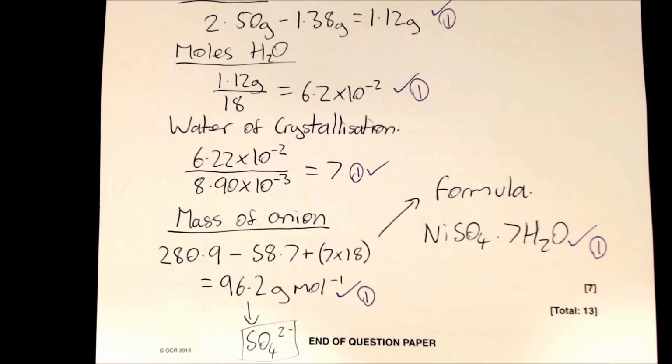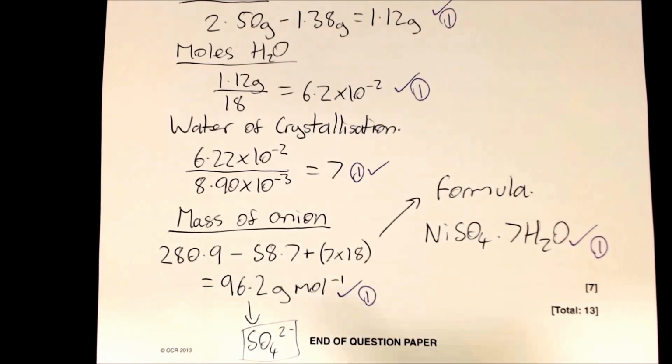So there you go, a big question, it's massive. All we have to do really with that was to work out the crystallization. We're working out the masses of everything, so the mass of your nickel, the mass of your water, and then eventually subtract all their masses away. What mass have you got left? 96.2 grams, which is just sulfate. But that's the end of the paper.